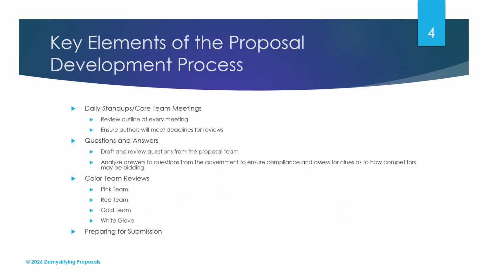Here are some of the key elements of the proposal development process. First, daily stand-ups or core team meetings. At your daily stand-ups, you review the outline and you review with the authors where they are in writing to the outline and meeting the deadlines for the reviews. So you end up reviewing the schedule at the same time.